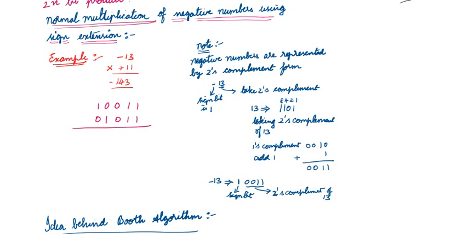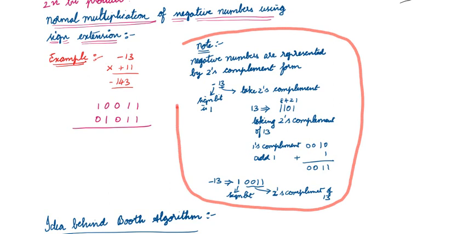So we have to represent minus 13. Please see these notes to understand how to represent minus 13. Negative numbers are represented in 2's complement form. Since it is minus 13, a negative number, we are going to represent it in 2's complement form. Because of the minus sign, I have to put the sign bit as 1. If the number is positive, the sign bit is 0.